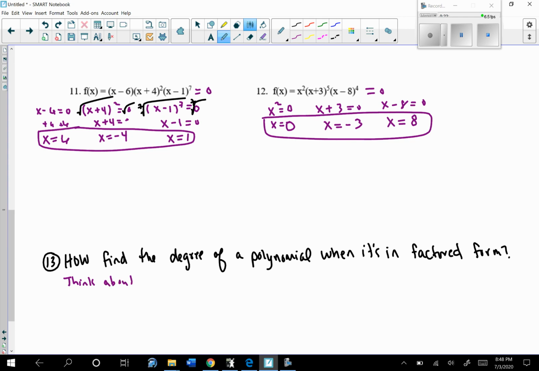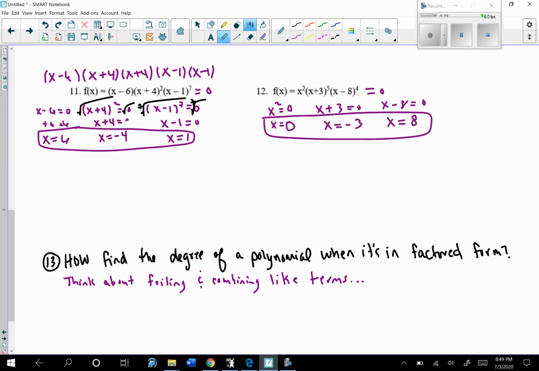So when it's in factored form, you're going to think about foiling and combining your like terms to help you. If you were to FOIL and combine your like terms to find the lead term, you would think about your powers. So here, this would be x minus 6. This you have squared, so that means you have two of those: x plus 4 times x plus 4. And this you would have 7 of: x minus 1 times x minus 1 times x minus 1.